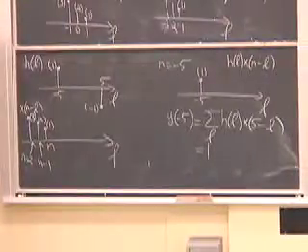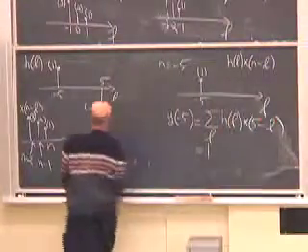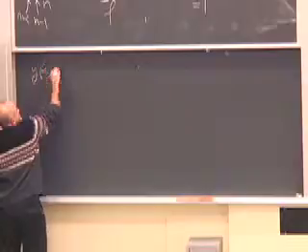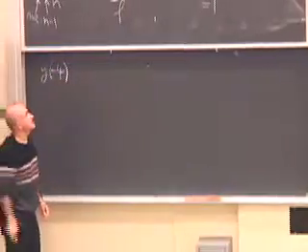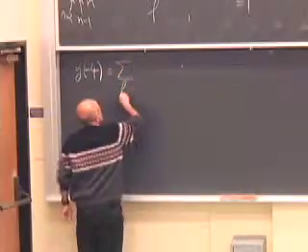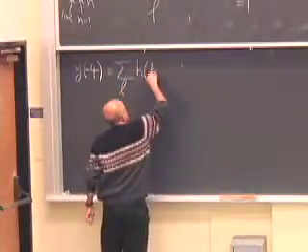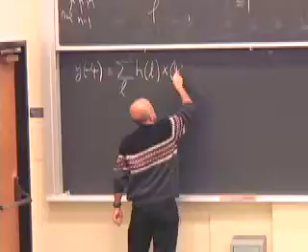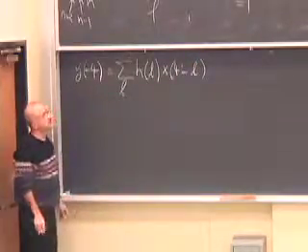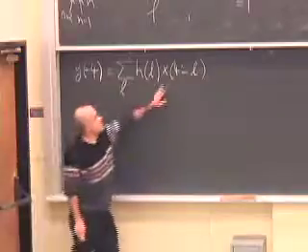Now I'm just going to do one more sample because this is a pain in the neck. I'm going to do one more sample and then you'll get the idea. And then we'll go to the simulation because that's going to be much easier to visualize. y at minus 4 is the summation over all L of h of L times x of minus 4 minus L. Okay? What is x of minus 4 minus L?